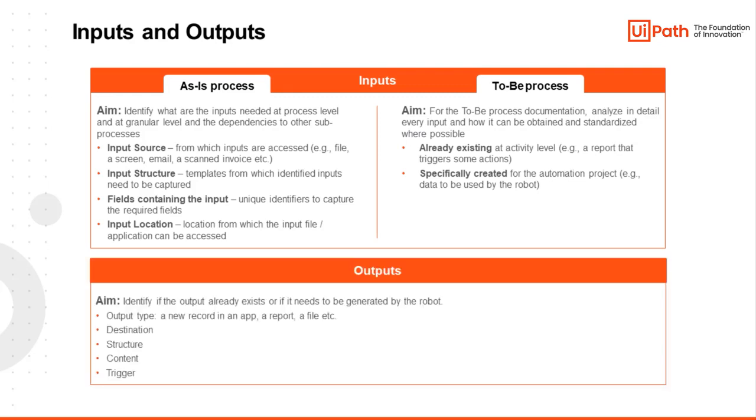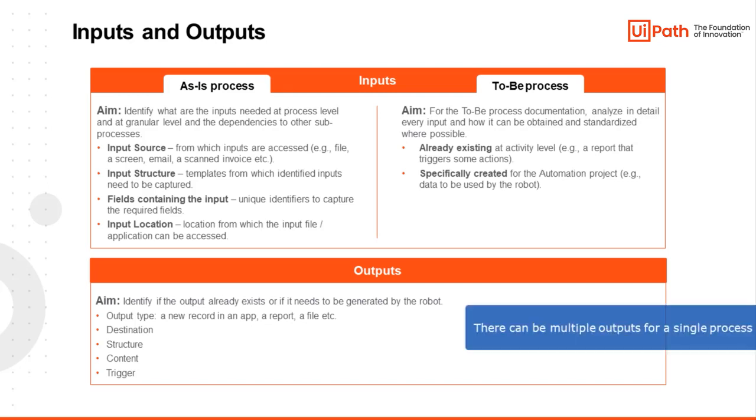Likewise, business analysts need to identify whether the output already exists or the robots must generate it. They also need to mention the output type and structure, the content, what triggers it, and the location to which it has to be saved. The output can be represented by a file, a report, an email, a new record in the system, etc. Lastly, it's important to remember that there can be multiple outputs for a single process.